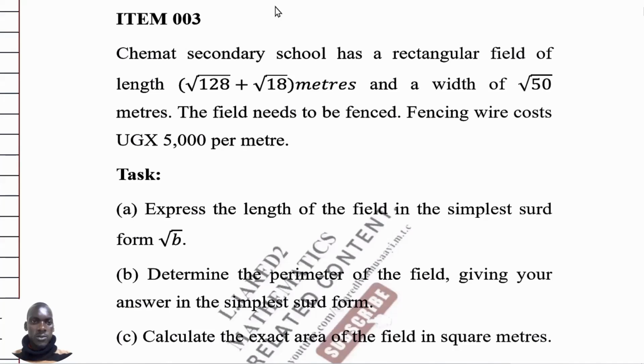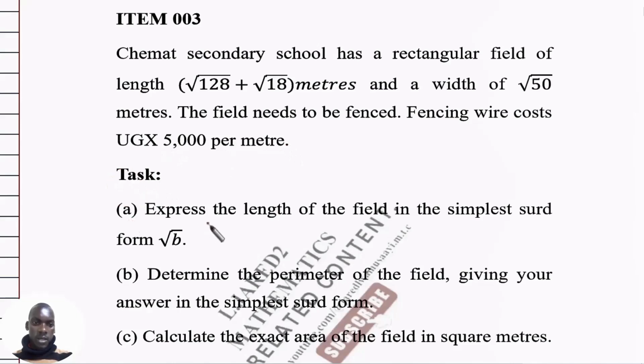This is item 003 of mathematics. It is a scenario question, and I want us to go through it thoroughly and come up with the correct responses. So let us now read together. It reads: Kemat Secondary School has a rectangular field of length square root of 128 plus square root of 18 meters and width of the square root of 50 meters. The field needs to be fenced. Fencing wire costs UGX 5,000 per meter. Then we have our task.